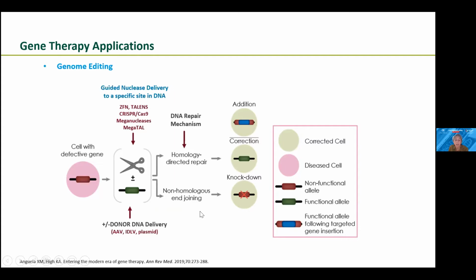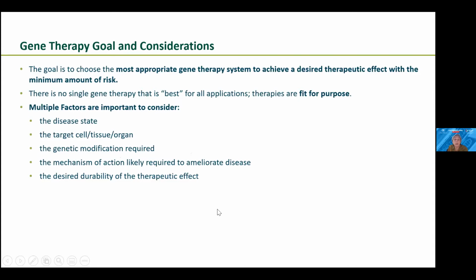So when we're doing gene therapy, the main goal, as I mentioned in the beginning of the talk, is to choose the most appropriate gene therapy system to achieve a desired therapeutic effect with the minimum amount of risk. There is no single gene therapy that's best for all applications. Basically, we like to think of them as fit for purpose. And so when you're designing a gene therapy for a particular indication, it's important to consider several factors. First of all, it would be the disease state. Is this a monogenic disease? What approach would be best for that type of disease?